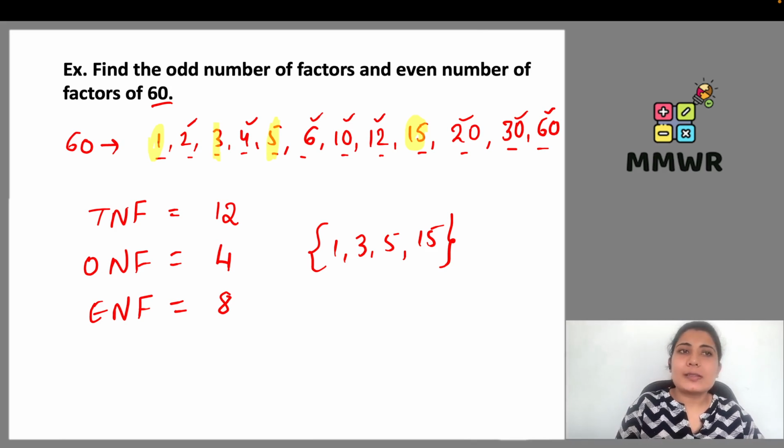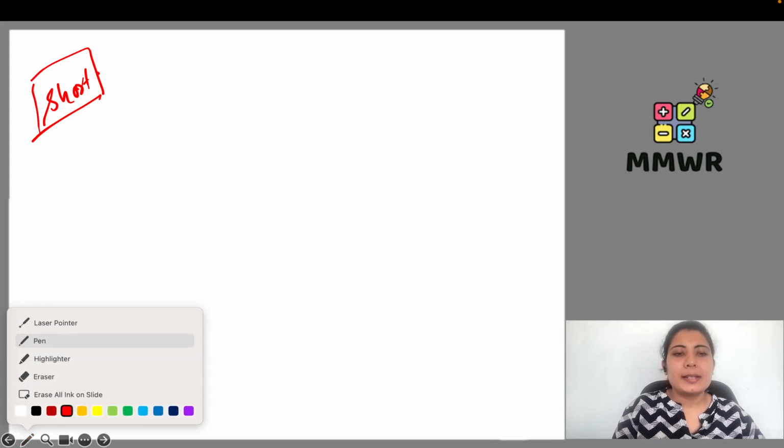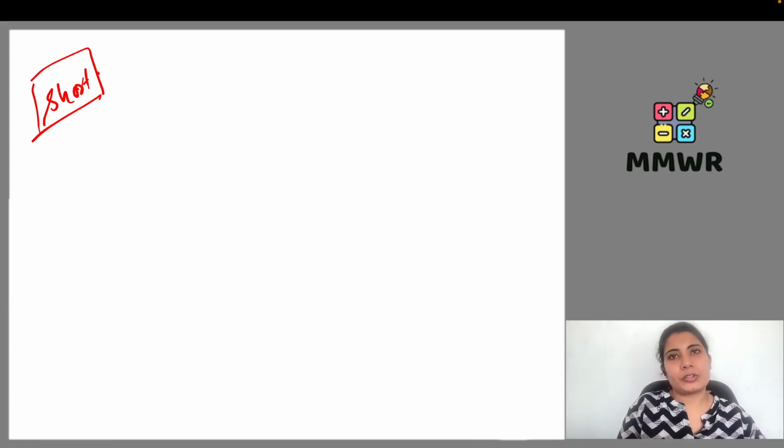Now, as we know, this is also the basic method, right? Basic method only. We have to do the same problem by using the short trick. What is the short trick? We will be discussing. And the short trick says that first of all we have to do the prime factorization.